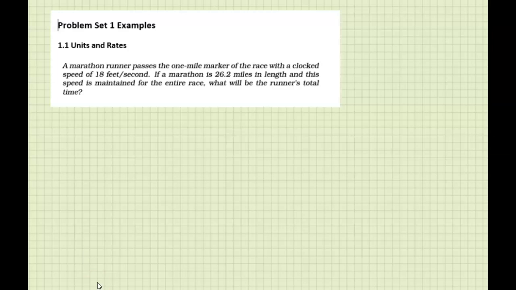So a marathon runner passes the 1 mile marker of the race with a clocked speed of 18 feet per second. If the marathon is 26.2 miles in length and the speed is maintained for the entire race, what will be the runner's total time? Okay, so we're talking about running, distance and time and speed.